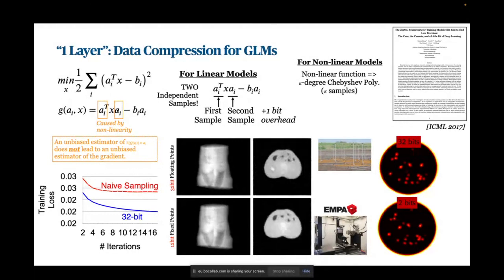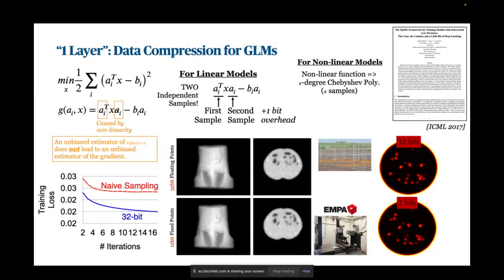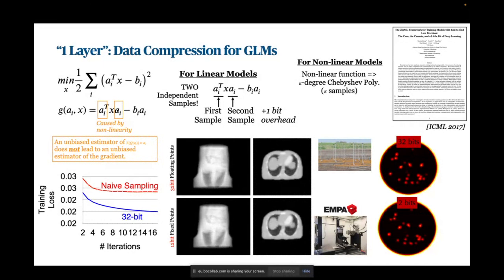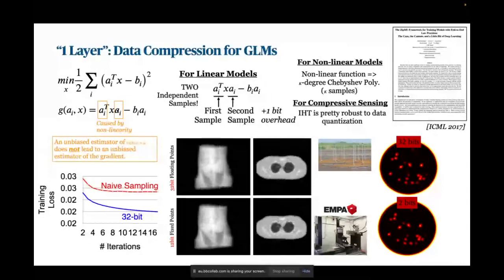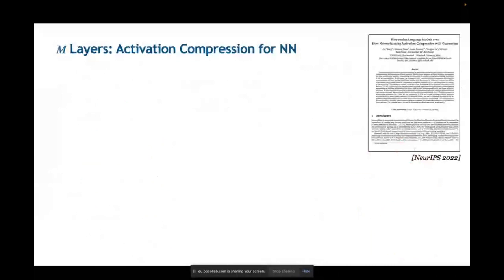And if you have a nonlinear model, and really want to go deep into its structure, you can approximate the whole thing with a k-degree Chebyshev polynomial. With k different samples, you have an unbiased estimator of the gradient. For compressive sensing, it turns out HT is pretty robust to this type of thing. But we are not happy about this, because it assumes too much structure. So when you have multiple layers, how can we do activation compression? Here, the thing you have looks like this: two different layers, where A is one layer and B is the upper layer.